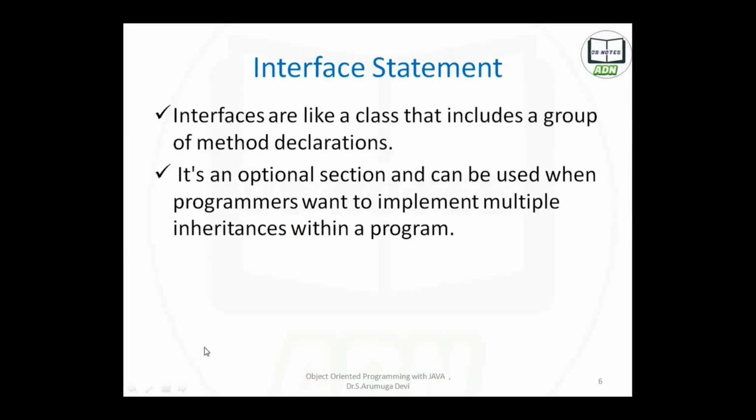Next, interface statement. Interfaces are similar to classes. Classes contain data members and a set of methods operating on the data. So classes contain the method definitions, but an interface is only a group of method declarations. Java does not support multiple inheritance, so for implementing multiple inheritance we use the interface concept. It's an optional section.